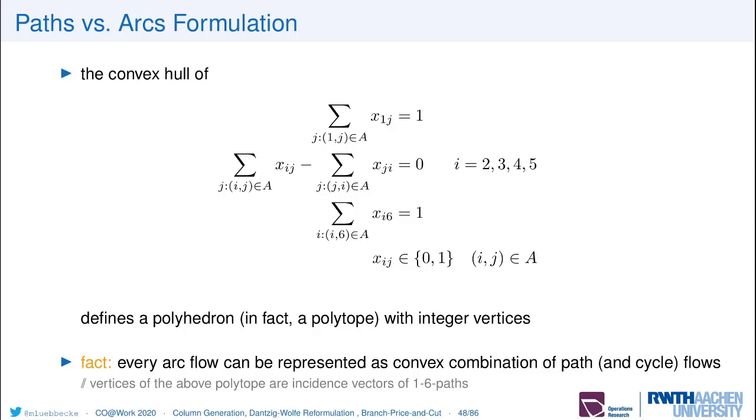and that would give me a polyhedron with integer vertices. This is known from theory. Okay, what is also known from theory is that these extreme points, they are incidence vectors of paths, and every point within that polyhedron is an incidence vector of a flow from 1 to 6. And what this essentially says here is every flow, every arc flow is a convex combination of path flows from 1 to 6. So this is just a side remark, but we recognize this theoretical result from flow theory here in this reformulation.